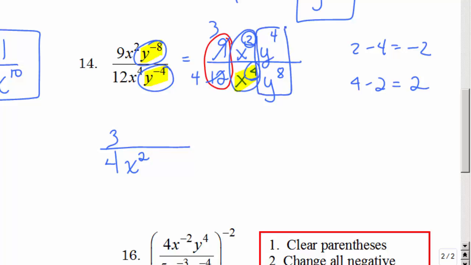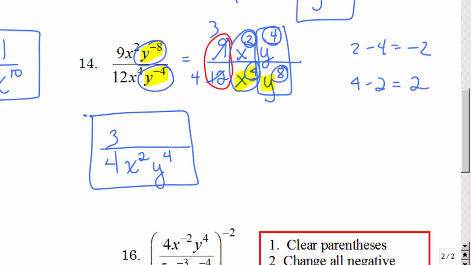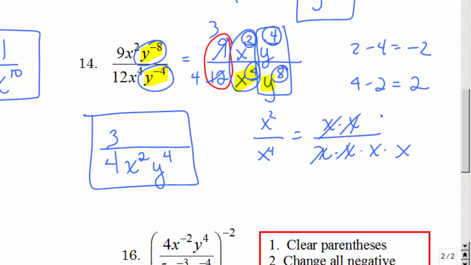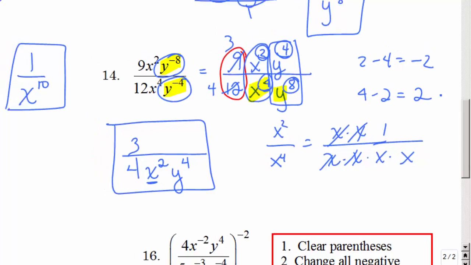Same thing with the y's. Where are there more y's? Top or bottom? On the bottom. So I'm going to keep the y on the bottom and subtract the biggest number minus the smallest number. Keep in mind, if you have x squared over x to the 4th, that's the same as x times x over x times x times x times x. And you would get 1 over x squared, which is what I ended up with. Right? So again, working with positive exponents is so much easier than working with negative exponents.